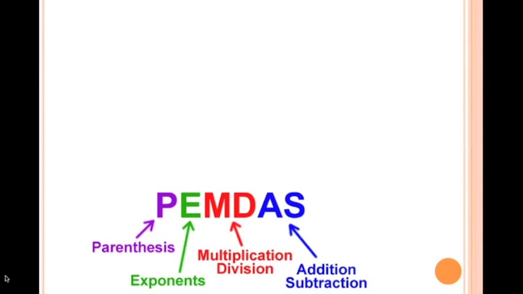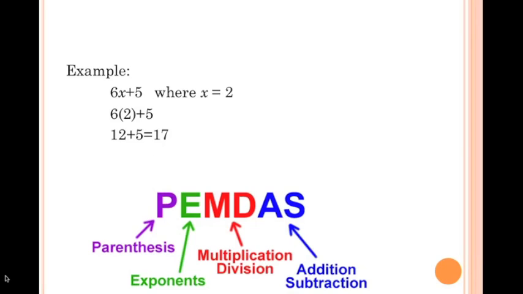Here we will evaluate an algebraic expression while remembering our order of operations. In this example, we have 6x plus 5, where x equals 2. Notice how we substitute the variable x in the expression with 2 and use parentheses to indicate the correct operation we will be performing. By doing this, we get 6 times (2) plus 5, which then by the order of operations, we get 12 plus 5 equals 17.